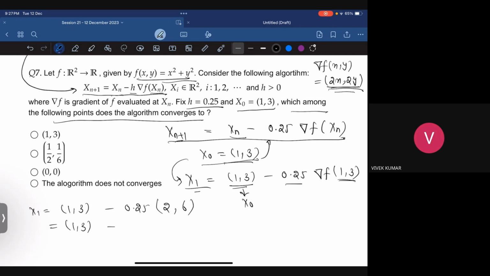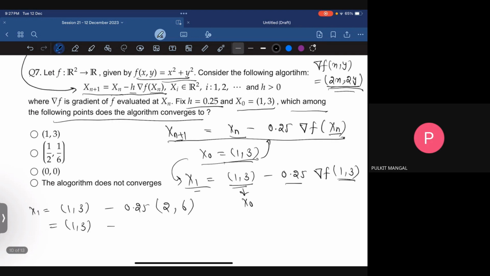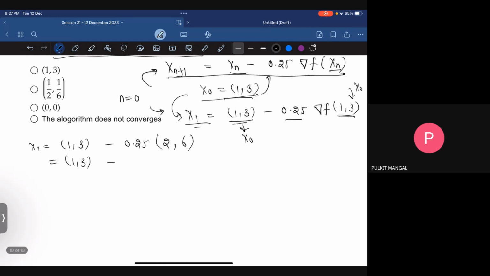Yes sir. Okay, and here also it is xn, that is x naught here. Put n equal to 0 in this equation. Basically, if you put n equal to 0 in this function, at the case of n equal to 0, you will get this, right? x1 equals x naught minus 0.25. So what would be the value of x1 here?